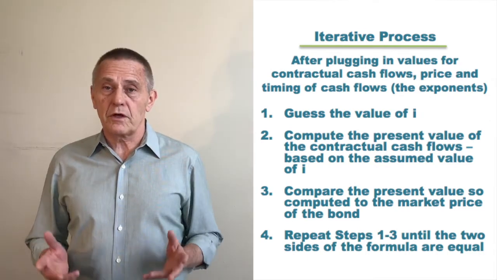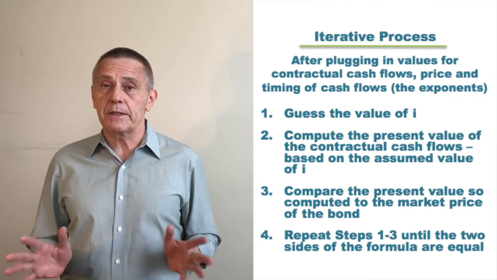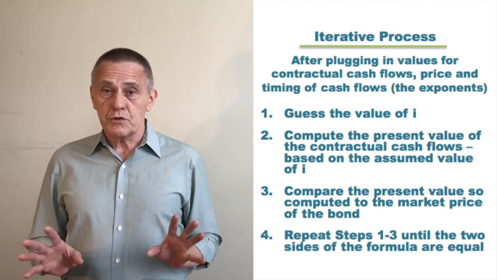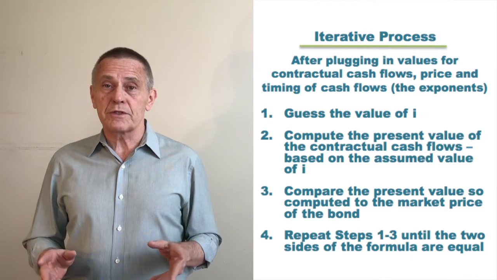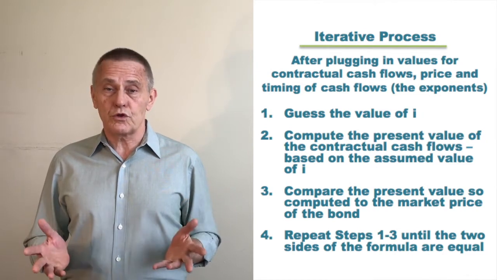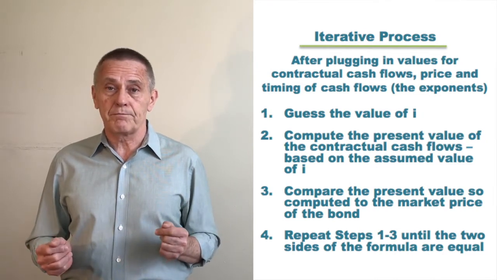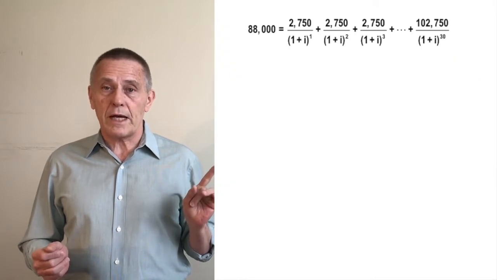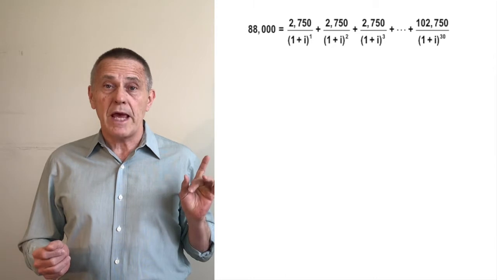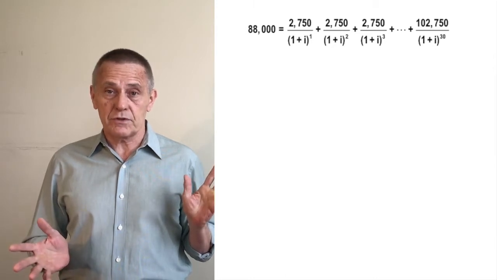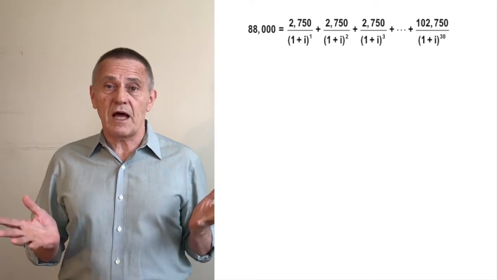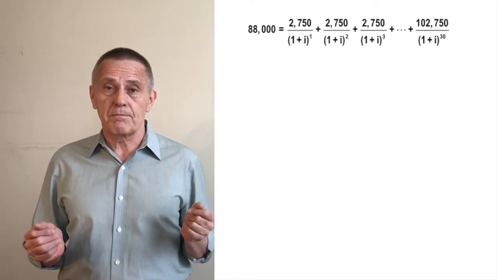That discussion of the iterative process might be a little bit abstract for people not already familiar with it. So let's walk through a couple of iterations that would lead up to the determination of yield to maturity. So again, we have our price yield formula with the contractual cash flows, price, and timing of the cash flows inserted. The only unknown is the value of I, which we need to solve through the iterative process.